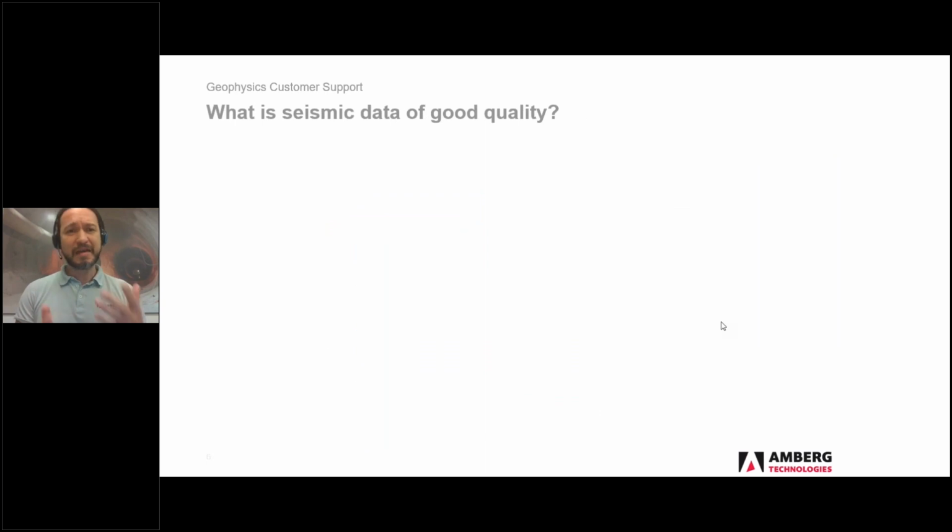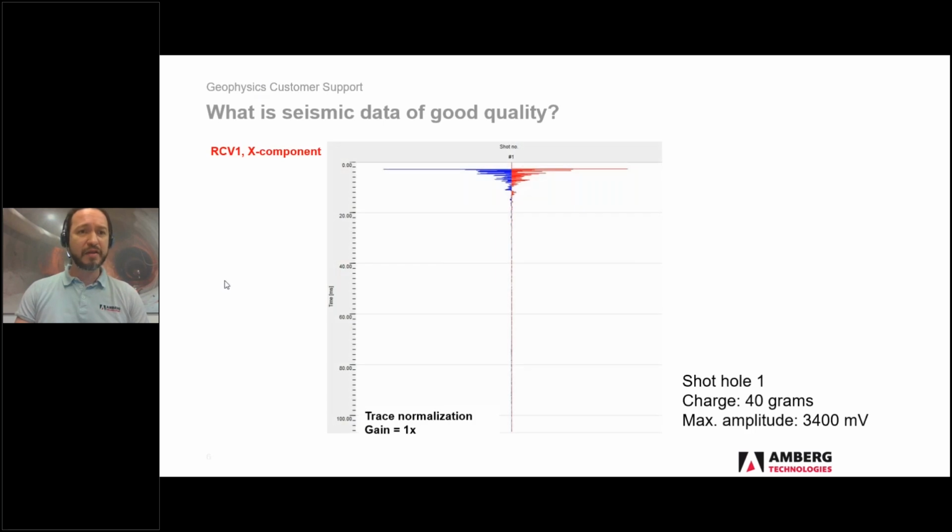However, let's talk about what data of good quality means. What are the characteristics in our data to consider this as good quality data? I will show you this with some real data. We will now look at receiver 1 of one campaign. This is a real campaign. We will look at the component X. It was in the shothole 1. The charge was 40 grams and the maximum amplitude was 3,400 millivolts. Please notice that we have a trace normalization here with a gain factor of 1.